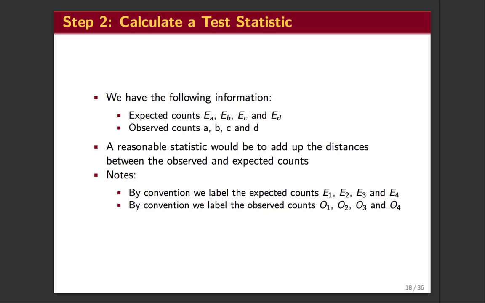So we end up developing the expected counts and our observed counts. The two bullets down here are more or less just convention: expected E1, 2, 3, and 4, and observed O1, 2, 3, and 4. This is specific to a 2x2 table. If you have three levels of the disease and four levels of the exposure, these get a lot larger. There are now 12 cells rather than just four.